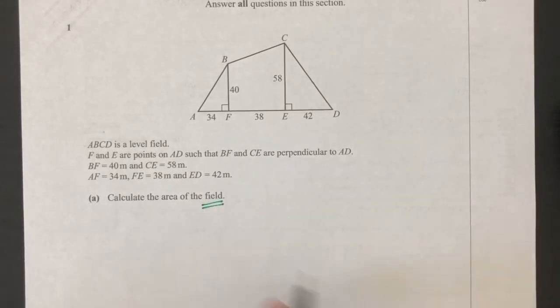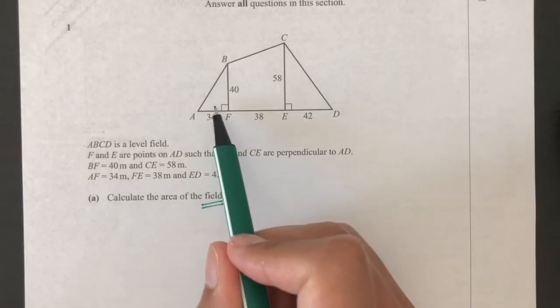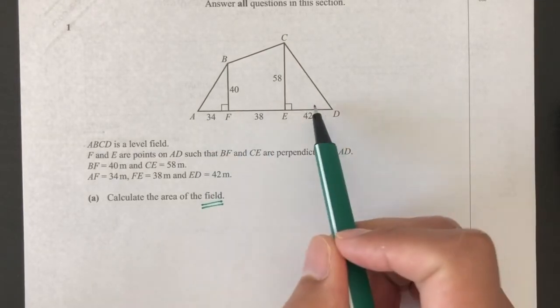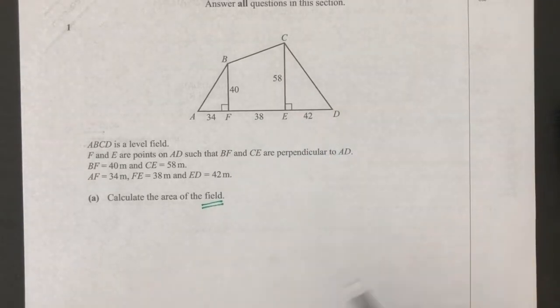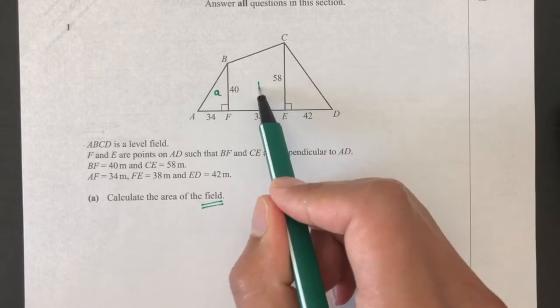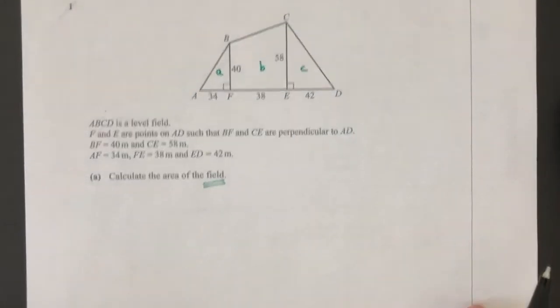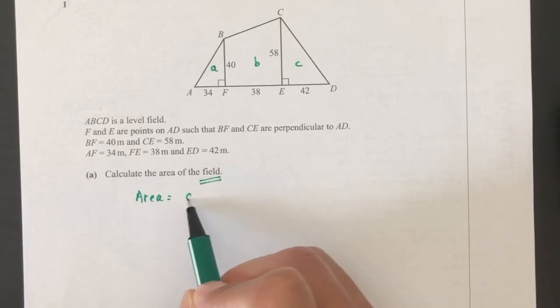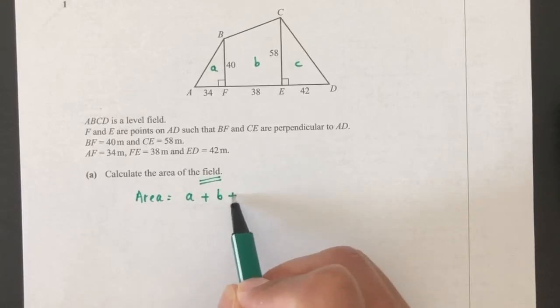So how would you calculate the area of this field? Let's do this in 3 parts. Here we have one triangle, here we have a trapezium, here we have a triangle. So in 3 parts, let's call them A, B, and C. So area will be A plus B plus C.